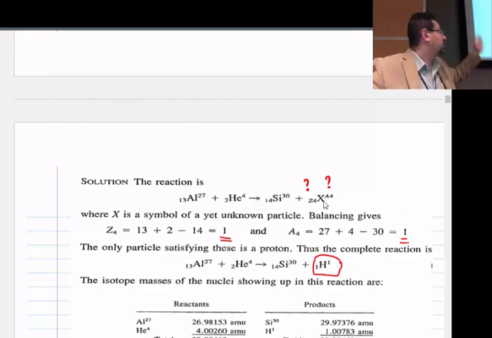So he's basically saying X, whatever that X is. It doesn't mean xenon, Xe, just X. And he calculates those two numbers, 1 and 1, and figures it must be 1 and 1, that's hydrogen.